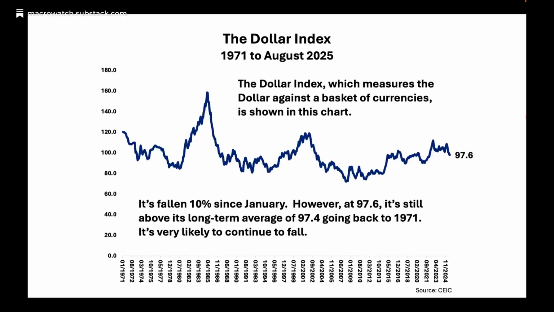The dollar index, which measures the dollar against a basket of currencies, is shown in this chart. It's fallen 10% since January. However, at 97.6, it's still above its long-term average of 97.4 going back to 1971. It's very likely to continue to fall.